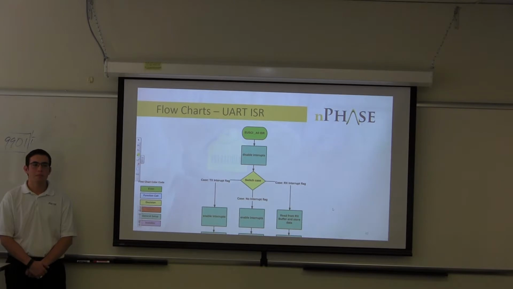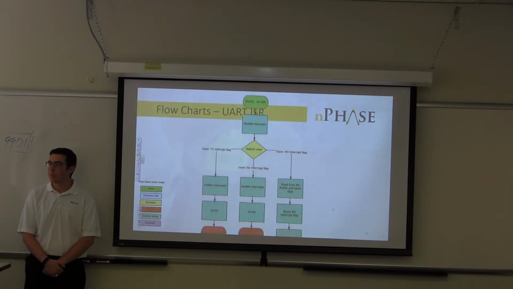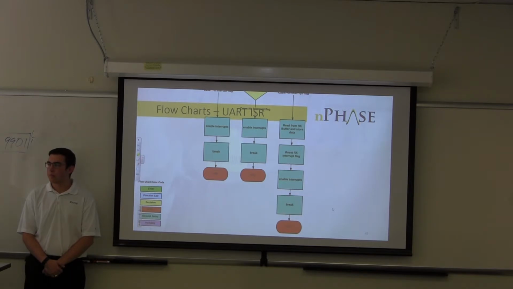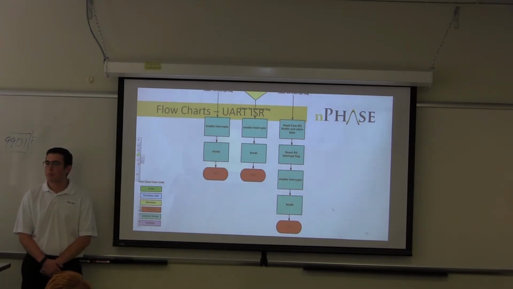So here is our interrupt service routine. First of all, when we go into this, we're going to disable interrupts, and then we have a switch case for TX as well as RX, as well as a no interrupt flag. Just in case it gets in that no interrupt flag for some reason, we're going to enable interrupts and break out of that. If it goes into the TX interrupt flag, we're also going to be enabling interrupts again and breaking out of that. And if it gets RX, that's for our CRC checking, and we're going to be reading from the RX buffer and storing that data and resetting the interrupt flag and then enabling and breaking out of this.